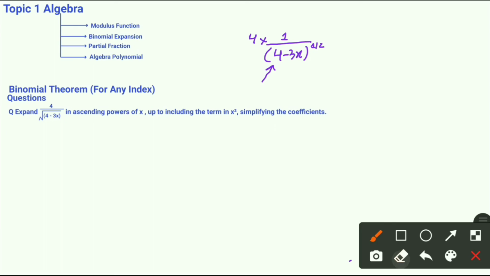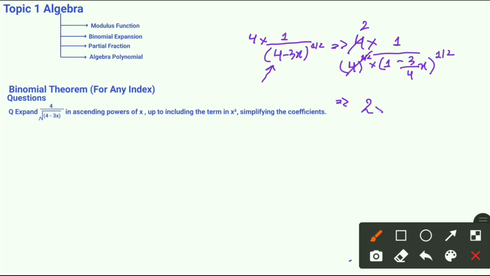Let's take 4 common, and if we take 4 common, what will happen? 4 multiplied by 1 upon, taking 4 out, 4 to the power 1 upon 2, multiplied by (1 minus 3 upon 4 x) to the power 1 upon 2. The square root of 4 would be 2, and 4 upon 2 would be 2. So cancel this out, so it's going to be 2 multiplied by (1 minus 3 upon 4 x) to the power of minus 1 upon 2. Here we go, we have this equation, and now let's do the binomial theorem.